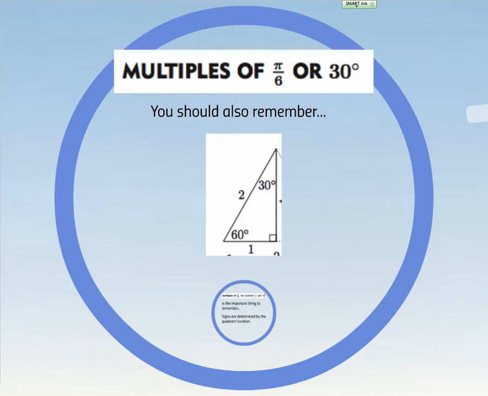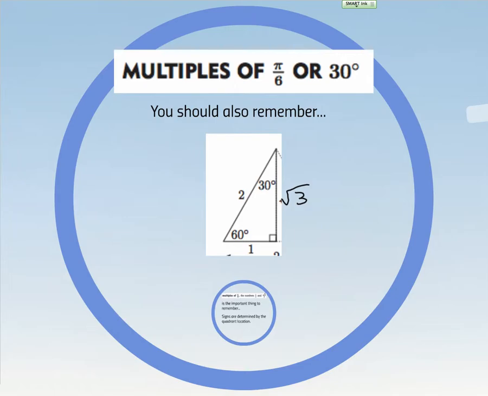Okay. So here we've got multiples of pi over 6 or 30 degrees. 60 degrees, we already mentioned, is also a multiple. And so, part of this picture got cut off, so let me draw that in. Square root of 3 over here. So your short leg is always across from that 30. If your short leg is 1 unit, then your hypotenuse is 2 units, and your longer leg, which is across from the 60, is the square root of 3.